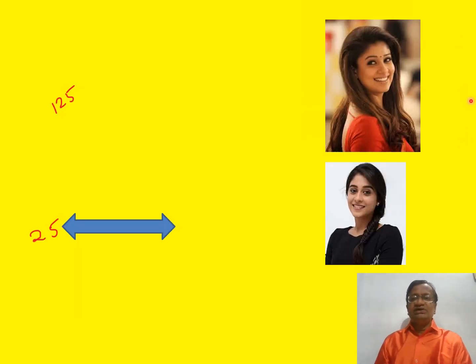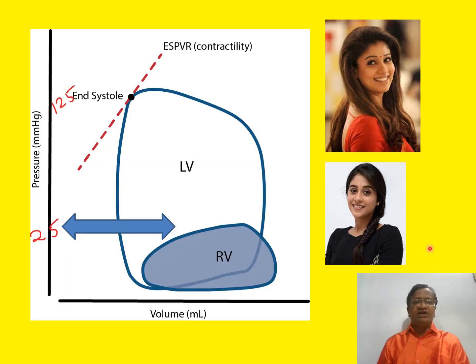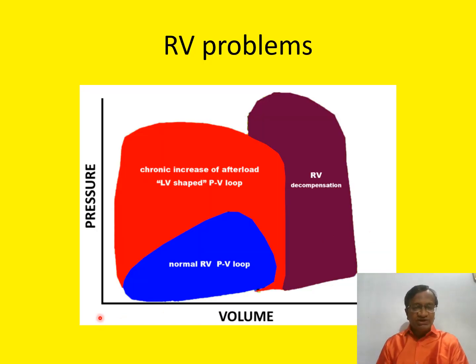Now if you are familiar with things like this, we don't go for unfamiliar things. So we are not bothered about the RV PV loop, the right ventricular PV loop. See here, the end systole is 125, while the RV is here 25. It tries to contract here and ejects out and comes in like this. This is an approximate RV PV loop. Now this is what is called the normal RV PV loop.